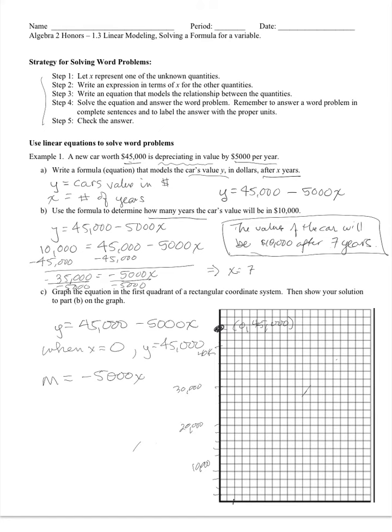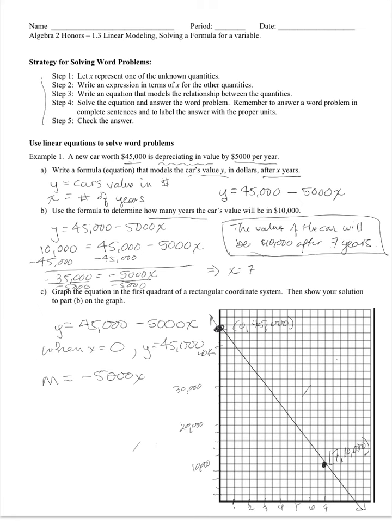So we can count over to 7. I'm going to count by twos. So 1, 2, 3, 4, 5, 6, 7. So when x is equal to 7, y is equal to 10,000. So we could actually draw this line. We have 2 points that we know, and we can draw the line. Or we could have used the x-intercept instead. So let me label this point, x equals 7, y equals 10,000.